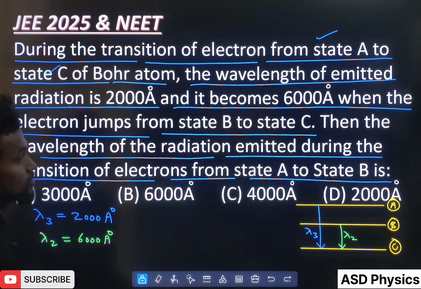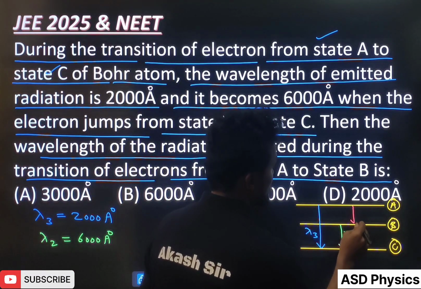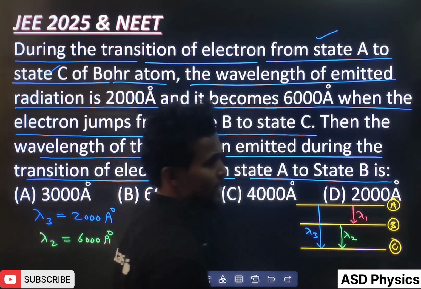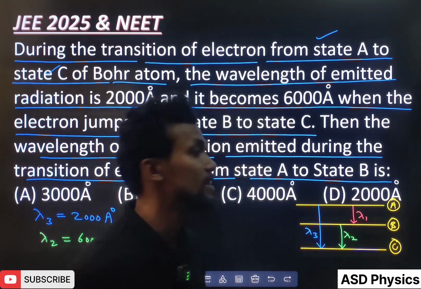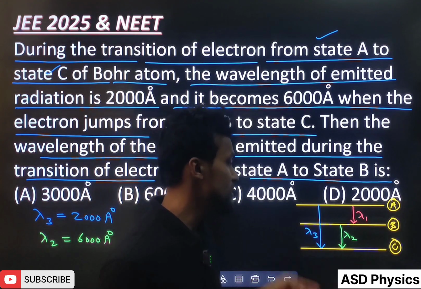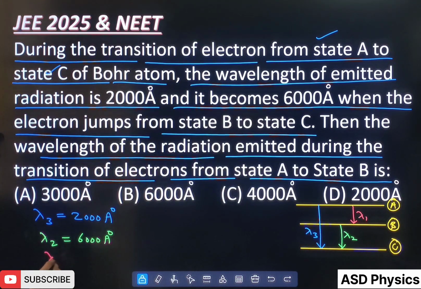And after that, students, what they're telling is that we have to find out the wavelength when going from A to B. So here I have taken the wavelength lambda 1. You can understand very well: lambda 1 I have taken A to B, lambda 2 I have taken B to C, and lambda 3 I have taken A to C. And here we have to calculate this lambda 1 value.